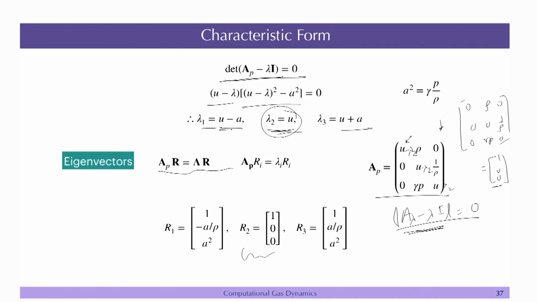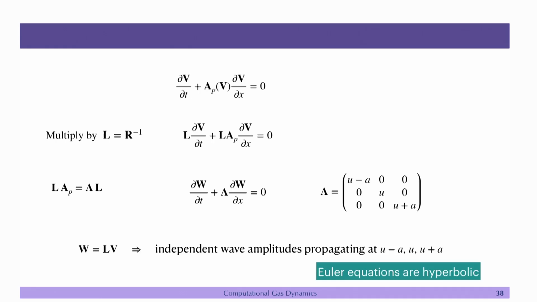Similarly, you can take u minus a, you will get this eigenvector. Similarly, you can take u plus a. So, instead of lambda 2, you use lambda 1, and then the idea is to look for the null space for this particular matrix. Yes, this is a little bit of linear algebra. If you know how to get the eigenvectors, you can work this out. So, these are the left and right eigenvectors. You can get the left eigenvector also, which is basically the inverse of the right eigenvector.